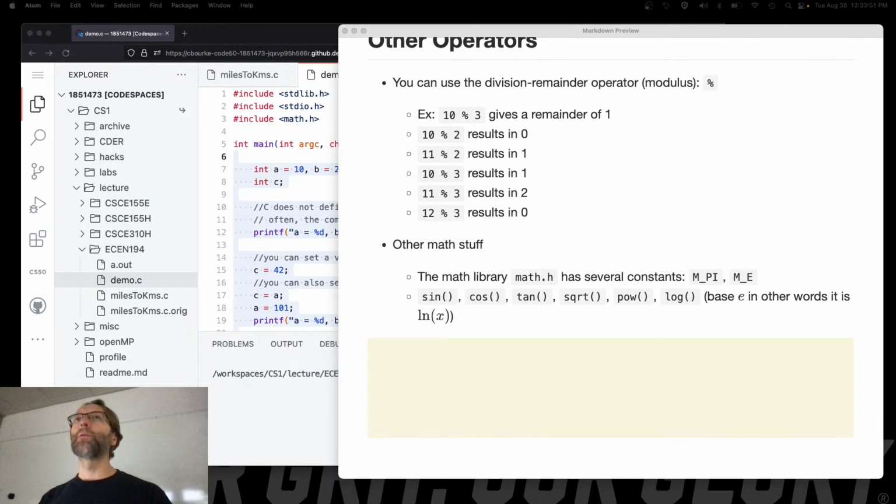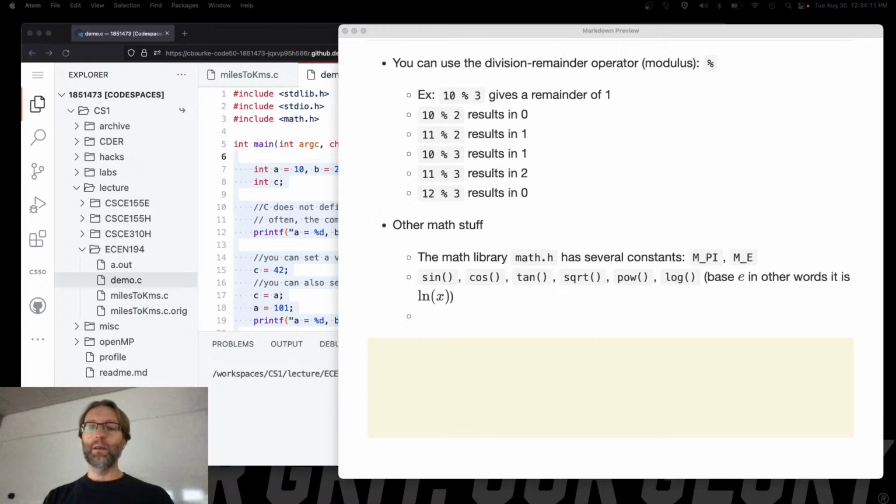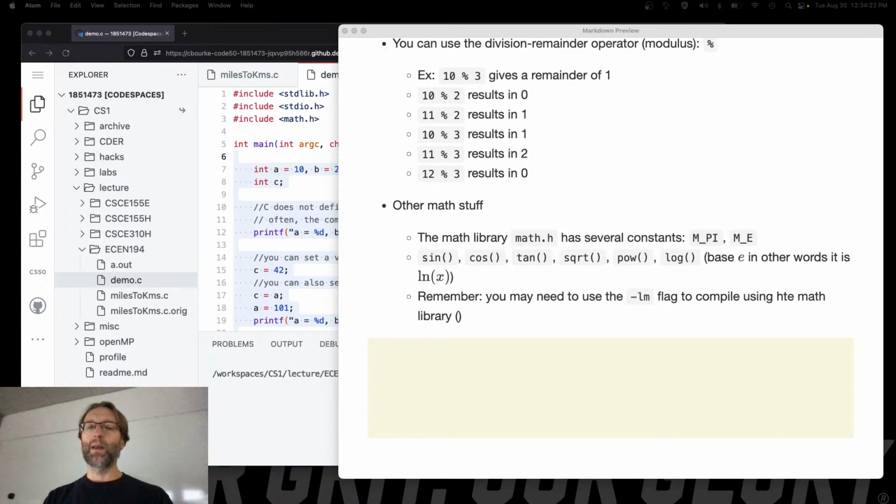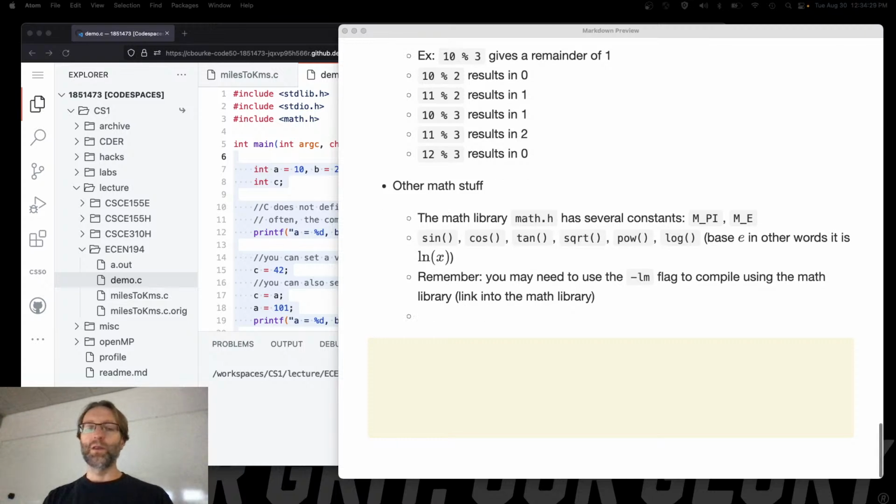What if you want to switch it to a different logarithm base? Do you remember your logarithms? There's a change of base formula that you can always use with this one function, by computing a quotient of something. If you ever need it, pull that change of base formula out. But remember, you may need to use the -lm flag to compile using the math library. It's a link into the math library. And again, for reasons. If you're interested in the history, I can point you to a link to see what it is.